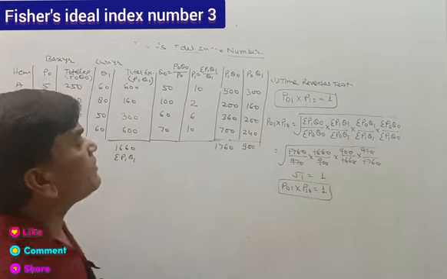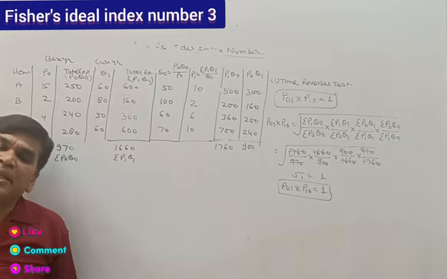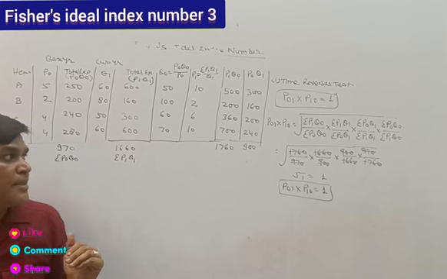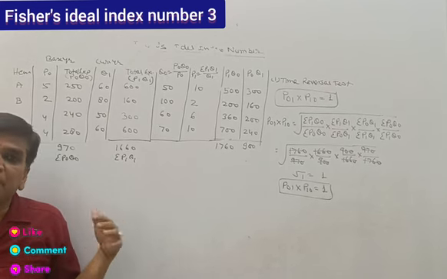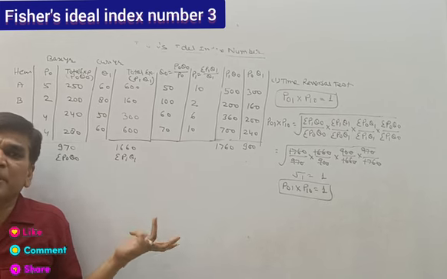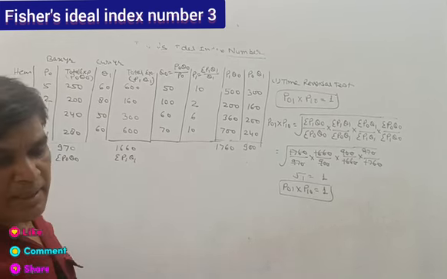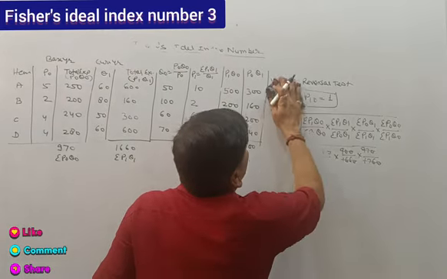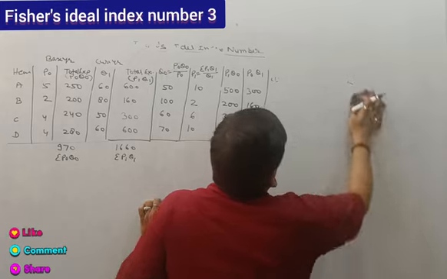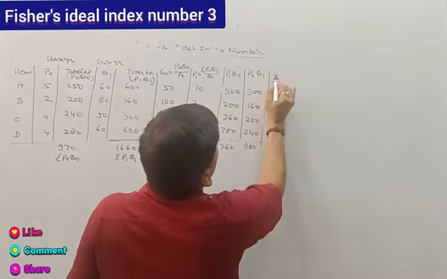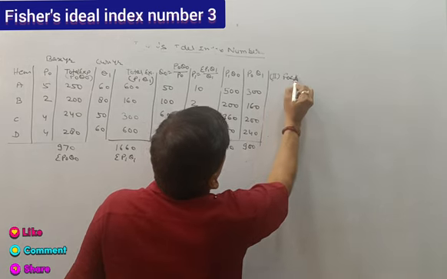So that is called time reversal test, and Fisher's ideal index number always satisfies this time reversal test. So many times I have explained this time reversal test, so you may learn how to calculate the time reversal test. One last test which is to be discussed, that is called factor reversal test. Second test is factor reversal test.